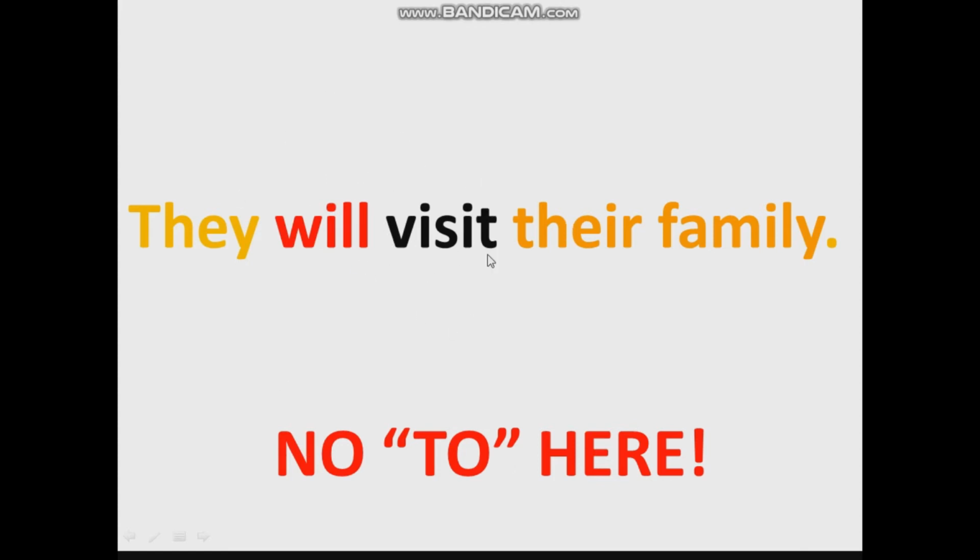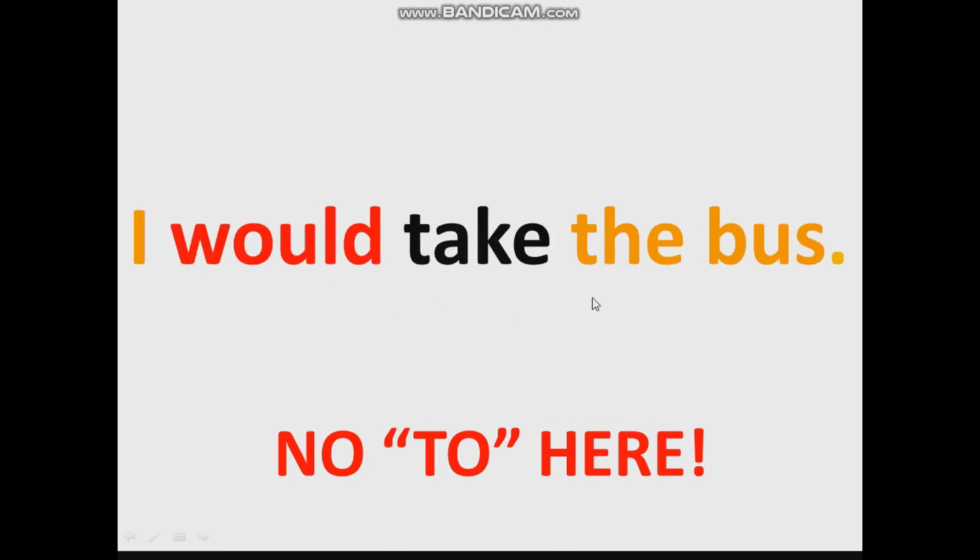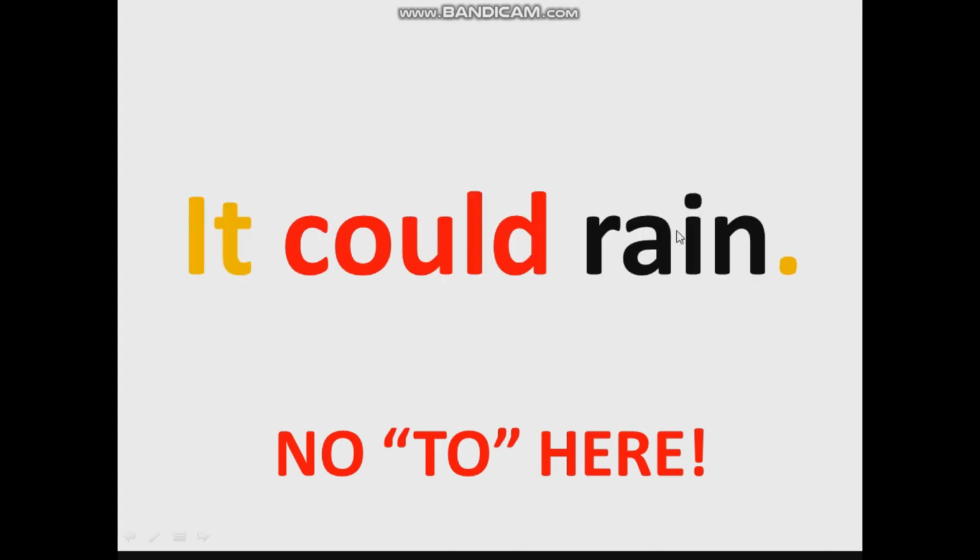No to for separation. I would take the bus. Would is a modal verb. Take is a normal verb. We don't use to here. No to for separation. It could rain. Could is a modal verb. Rain is a normal verb. We don't use to here for separation. No, no, no.